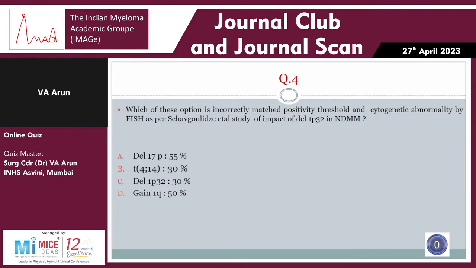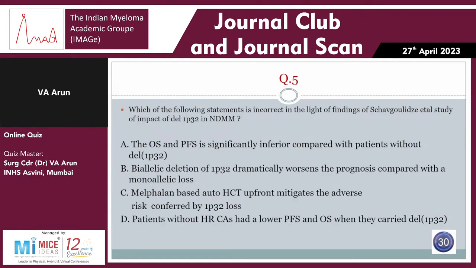We move to the last question of the quiz. Which of the following statements is incorrect in the light of the findings of the study on the impact of DEL1P32 in newly diagnosed myeloma? The overall survival and PFS is significantly inferior compared with those without DEL1P32. Biallelic deletions of 1p32 dramatically worsens the prognosis with respect to a monoallelic loss. Melphalan-based autotransplant upfront mitigates the adverse risk conferred by 1p32 loss. Patients without high-risk cytogenetic abnormalities had a lower PFS and OS when they carried the deletion.